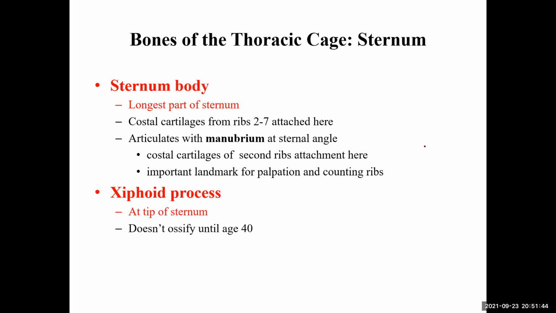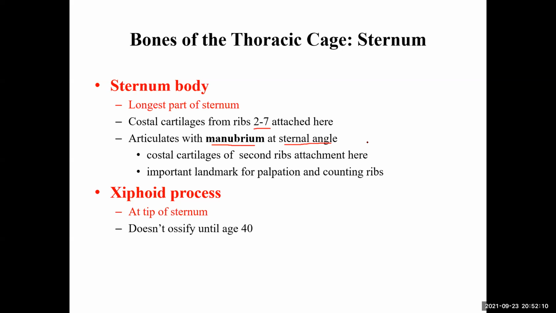The second part of the sternum is the sternal body. This is where your 2nd through 7th ribs are going to attach there. Now, above the body, the manubrium is going to attach, and where they attach, they create this guy called the sternal angle. And it's another anatomical landmark, and you can palpate it out on yourself.